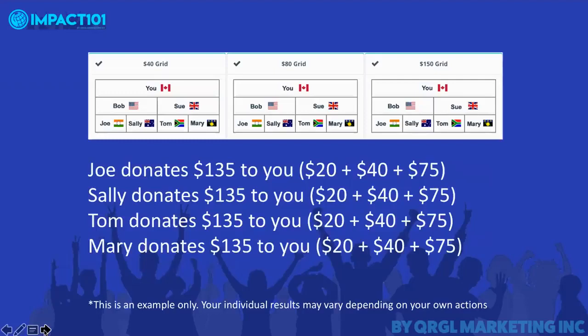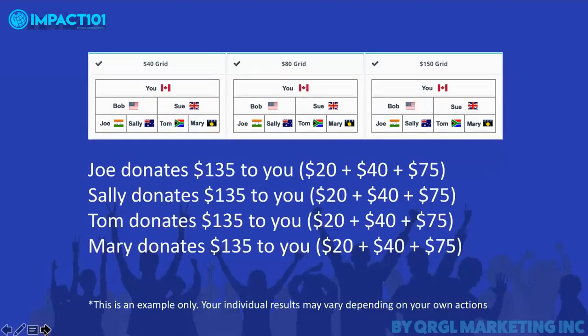Find their 2 people by using the videos in the system. They each find their 2 people who do the same thing and start with the first 3 grids. Bob finds Joe and Sally. Joe and Sally both make a $135 donation to Bob, who's their inviter, and they also make a $135 donation to you because they fell into your grid.